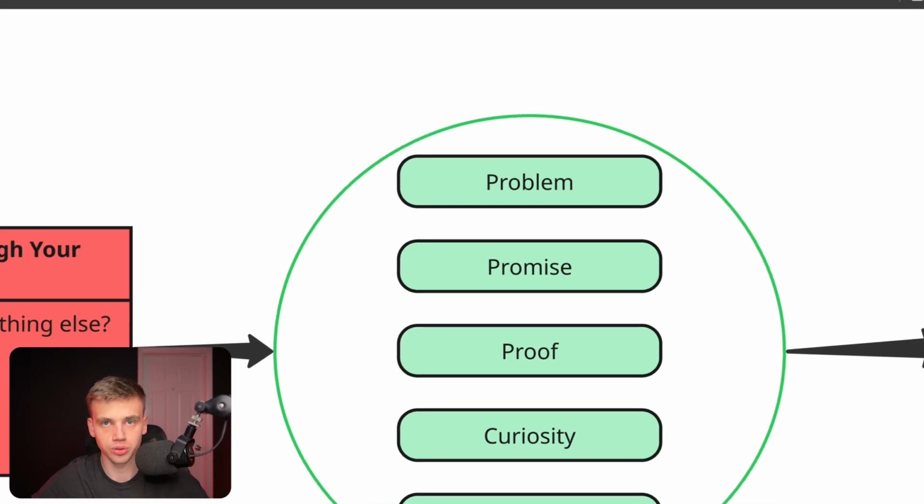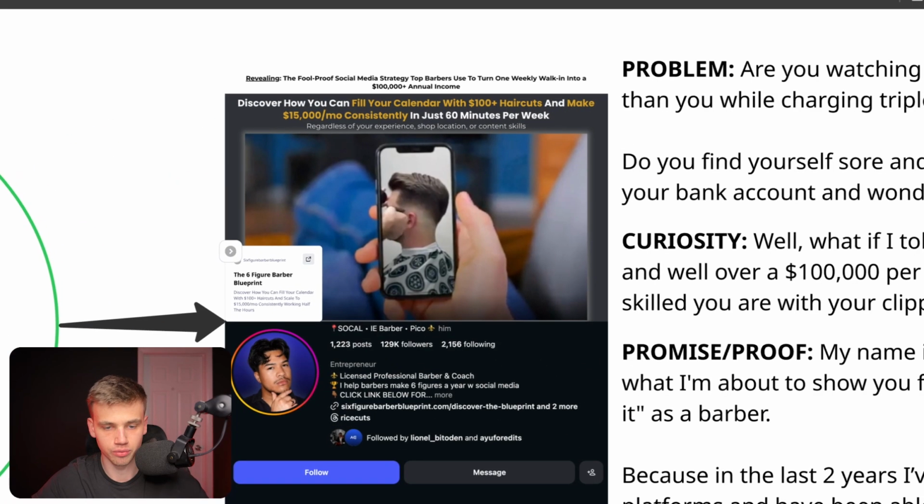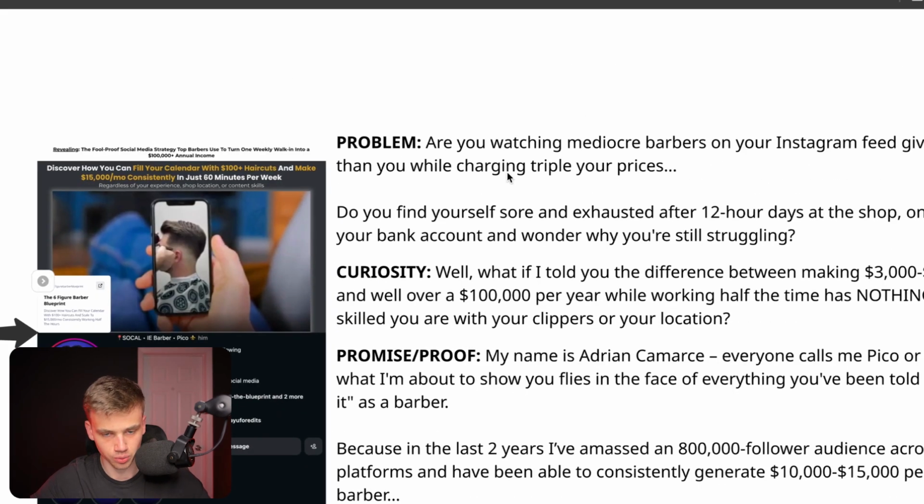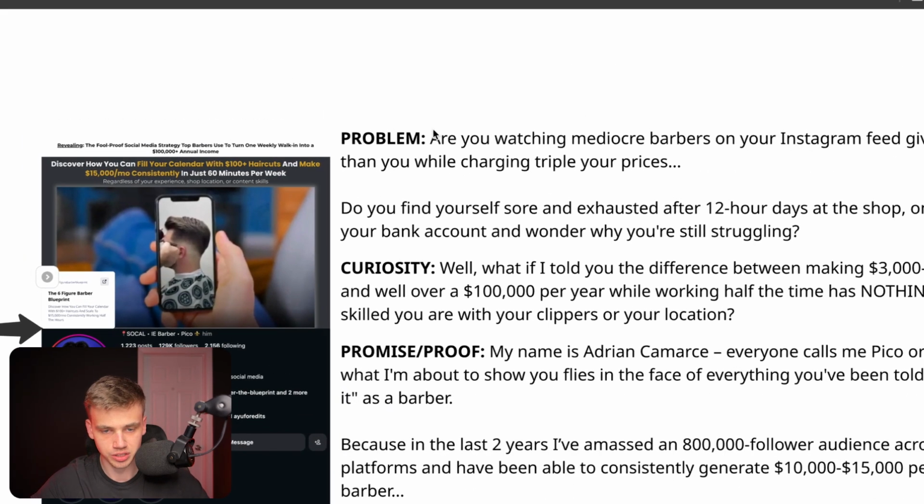And I'm going to show you how you can do this with an example of a VSL we wrote for a client who helps barbers scale. And you're going to find these lines here when I play the VSL, and I want you to pay attention how every line has a specific role in hitting one of these 5 core elements.